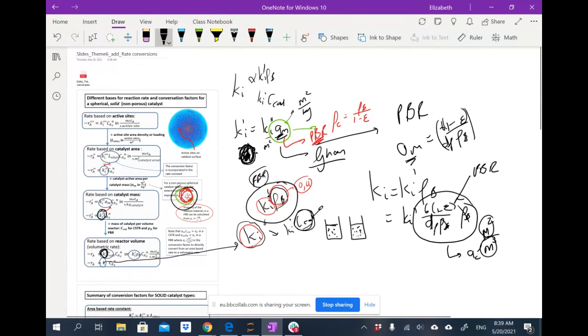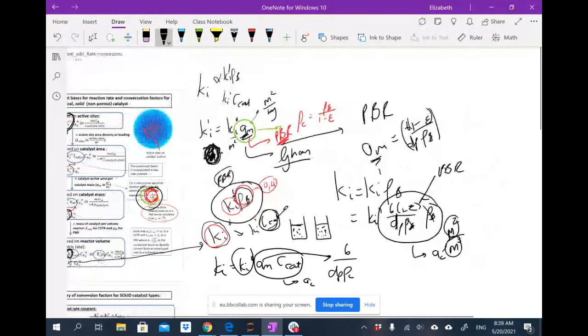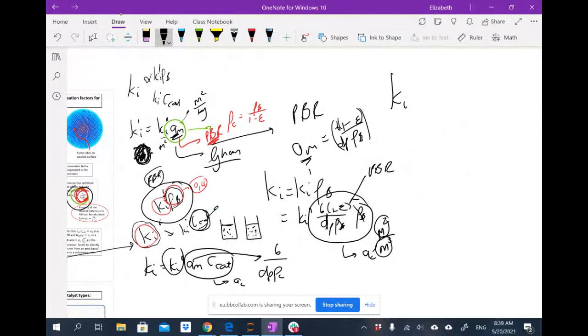So in other words, for my CSTR, Ki dash is equal to Ki double dash times AM times C cat. This is AC. And AM for a CSTR, I can only write as 6 over the particle diameter and the catalyst density. Right, so now, last step going upwards is going to the only constant that doesn't change, the only constant that is a true rate constant. And that is your rate constant based on the active site. So Ki triple dash. So we've got our 3 dashes.